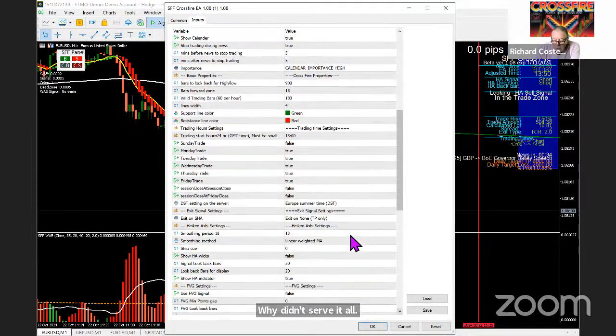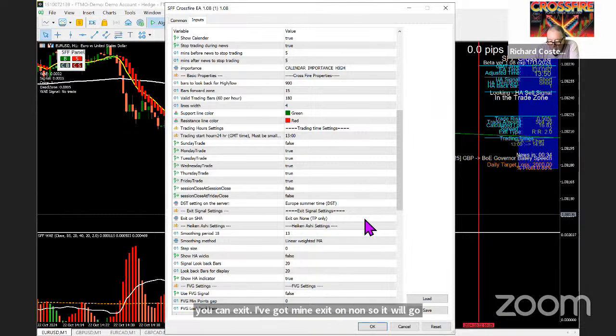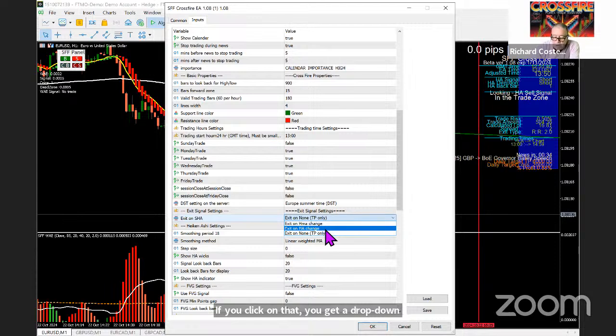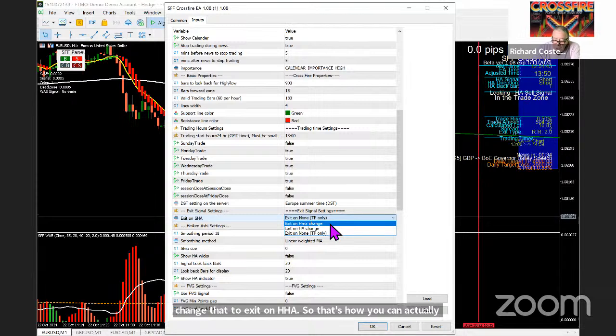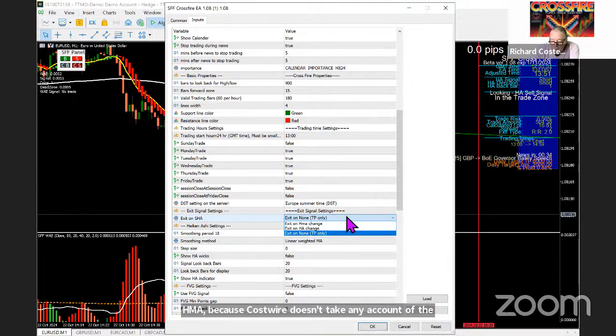So, Heikin-Ashi settings, you can exit. I've got mine exit on none, so it will go all the way to my take profit or all the way to my stop loss. If you click on that, you get a drop-down menu. You can change that to exit on HA change, so that's Heikin-Ashi change. You can ignore the HMA because Crossfire doesn't take any account of the Hull moving average, so that doesn't apply. So I leave mine on none.